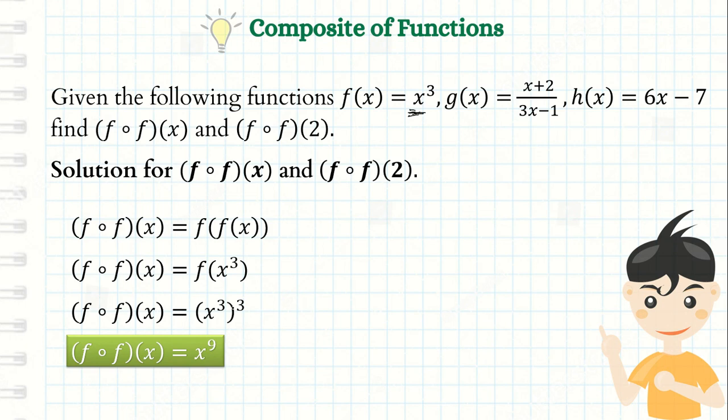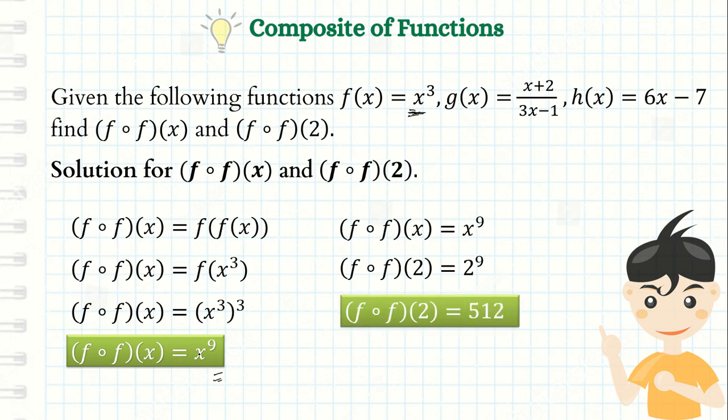How about, sir, for f of f of 2? Okay, since we already have this one, we can use it as the foundation to find f of f of 2. We're just going to substitute the 2 for every x. So x raised to 9 becomes 2 raised to 9. Then you just multiply 2 by itself nine times, or if you have a scientific calculator with an exponent key, just enter 2 raised to 9. So the answer is 512.